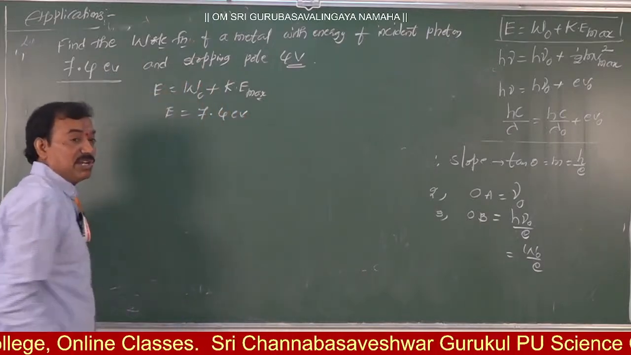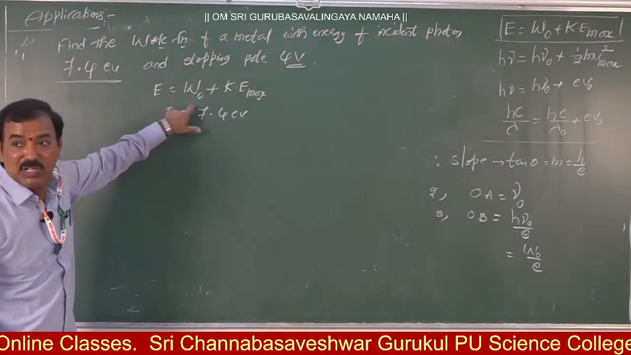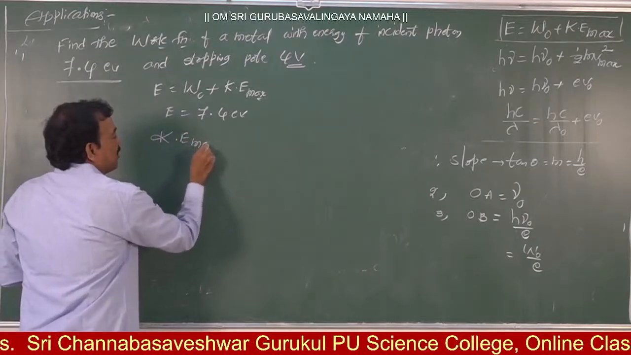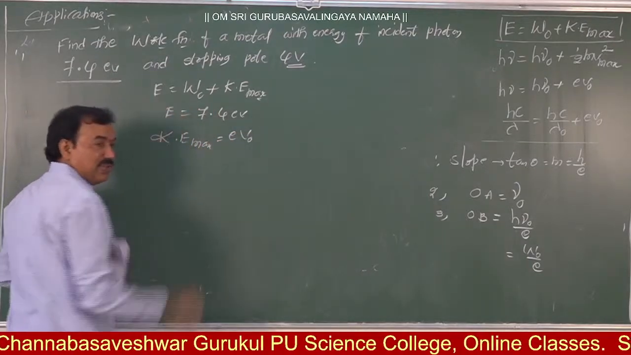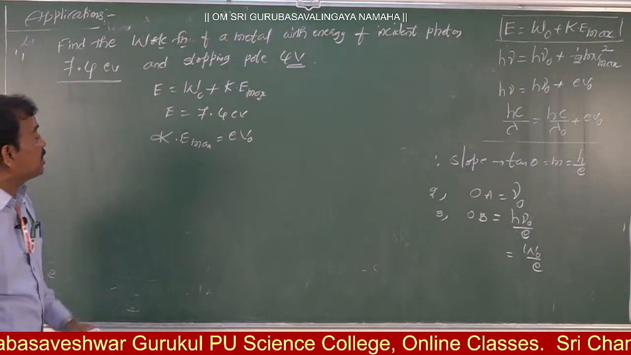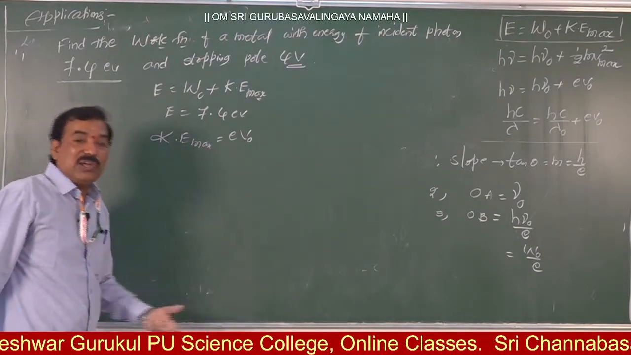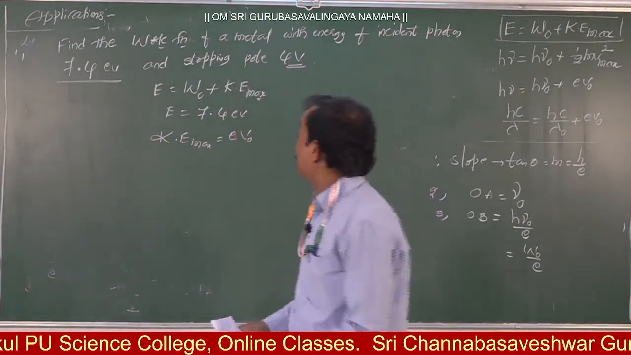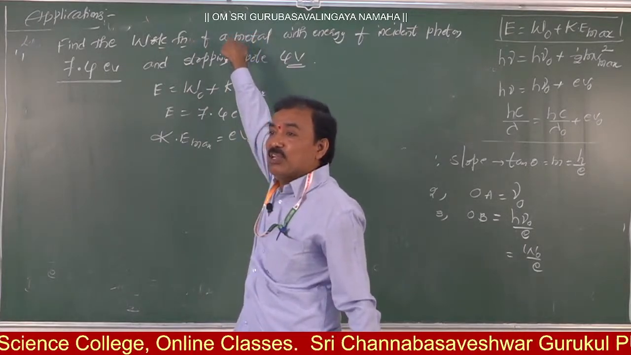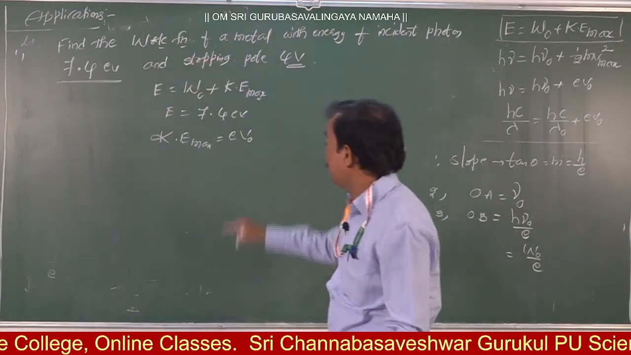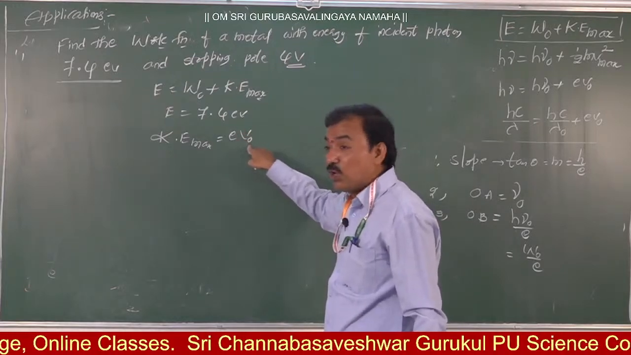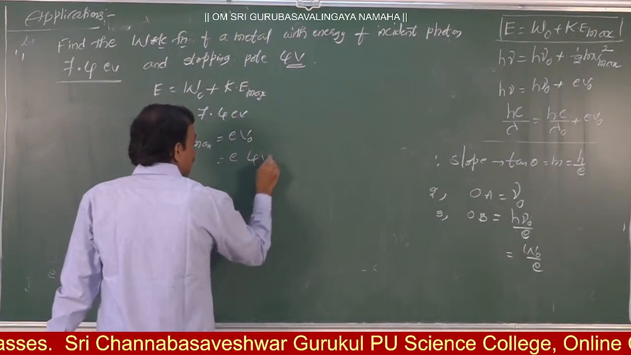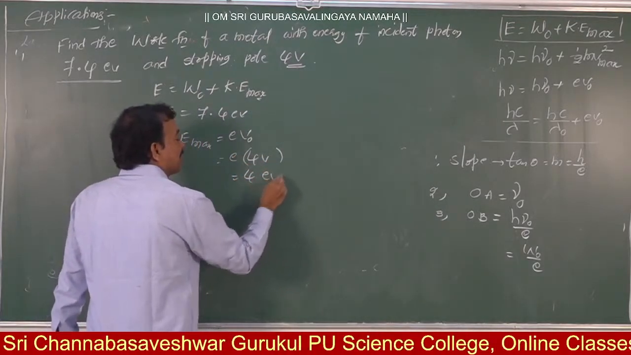Ke max is not given, and W naught is what we need to find. So what is Ke max? Ke max is equal to e V naught, the kinetic energy maximum. Why use this equation rather than half mv square? Because the stopping potential V naught is given here as 4 volts. So Ke max is e into 4 volts, which is 4 electron volt.